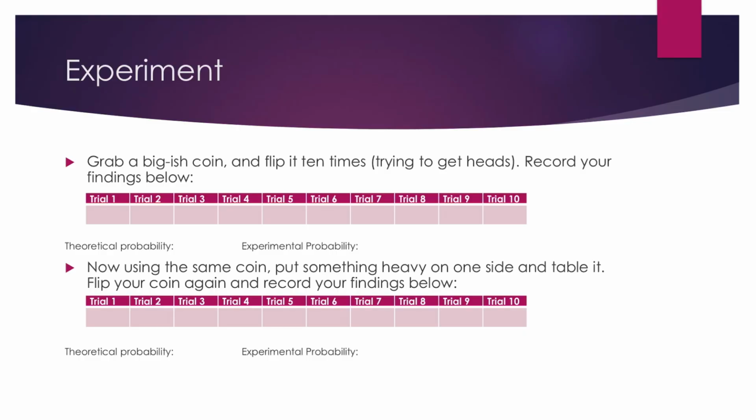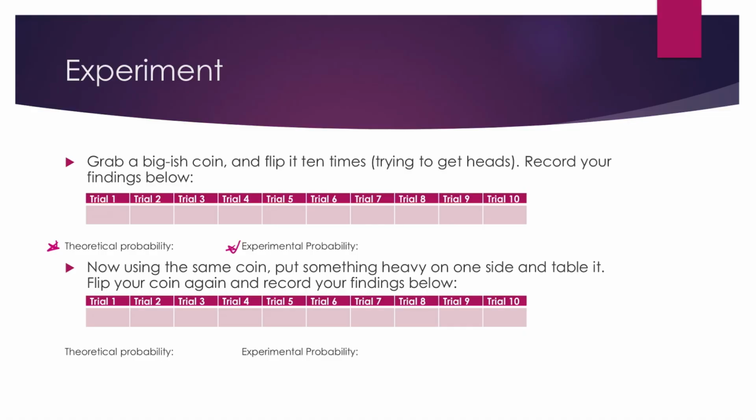So I'm not going to do this here, but I want you to pause the video and try it. I want you to grab a big-ish coin, flip it 10 times, trying to get heads. So just write down, did you get heads, did you get tails? Then find the theoretical probability and the experimental probability with those. But then using that same coin, try to put weight on one side of it. And that's why, when you go to Vegas, it's such a big deal that you have to have brand new everything, because people try to trick the system, right? They try to get those weighted dice or whatever. So I want you to put something heavy on one side, maybe a little bit of duct tape or something, and throw that and see what happens to the coin.